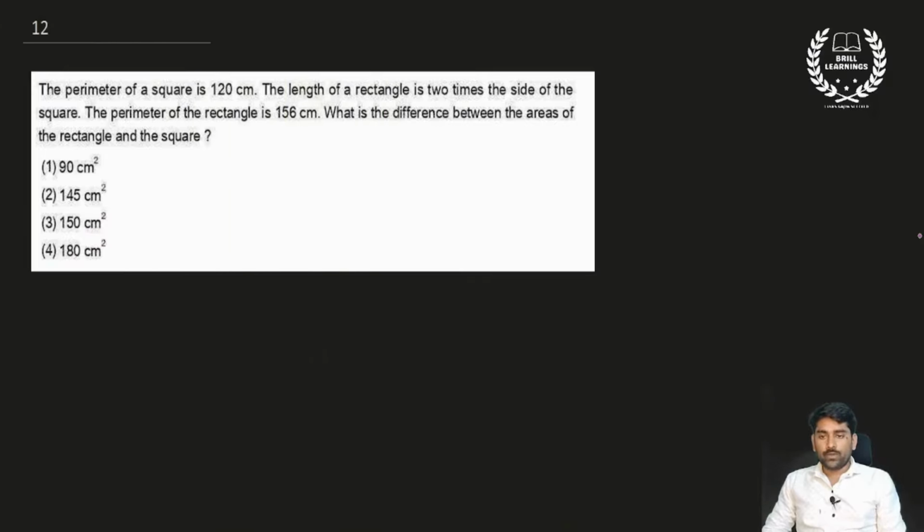The perimeter of a square is 120 centimeter. The length of a rectangle is 2 times the side of a square. First write the perimeter of a square. So total perimeter is 120. That means 4a. For a square, the perimeter formula is 4a. That is equal to 120.